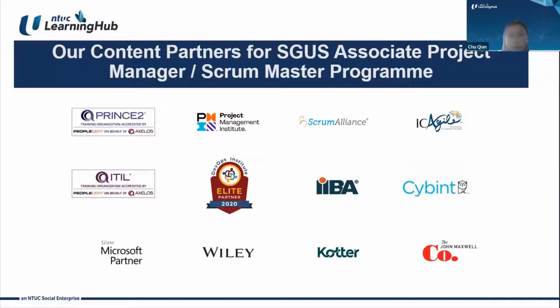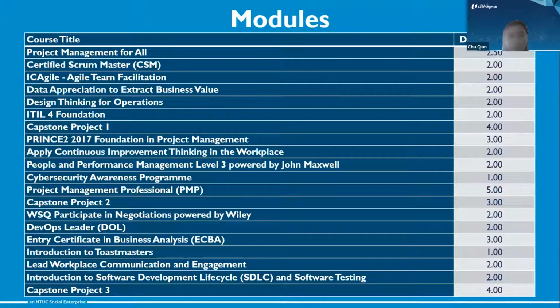So we are working with some content partners for this program. We have Project Management Institute, Scrum Alliance, IC Agile, Sybint, DevOps Institute, Wiley, Kotter, PeopleCert, and Excelos to create these modules. All right, so there are a couple of modules broken down. We have Project Management for All, Certified Scrum Master, Agile Team Facilitation, a Data Appreciation course, Design Thinking, ITIL 4 Foundation, followed by Capstone Project 1.